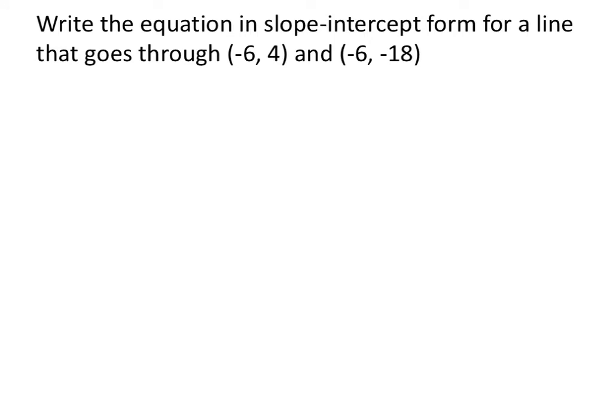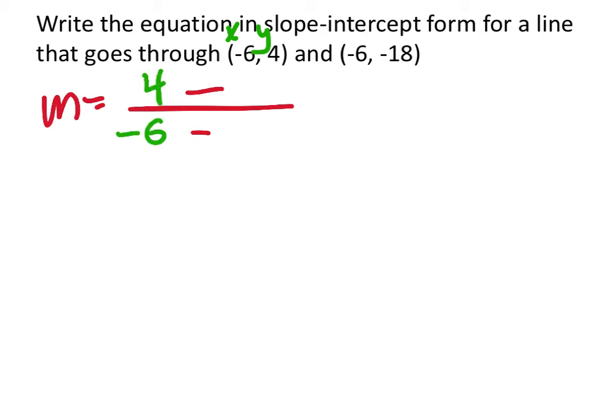So on this example, we'll see a unique situation here as well. Again, you don't have the slope, so you should find it first. X is negative 6, y is 4, so negative 6, 4. That ordered pair goes into the formula. But also x is negative 6 and y is negative 18, the second ordered pair.